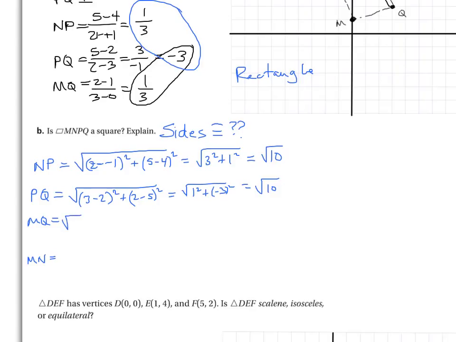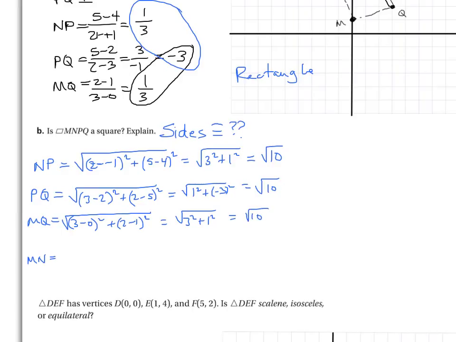MQ. Here I take the square root. For MQ, I would go (3 minus 0) squared plus (2 minus 1) squared, which again, 3 minus 0 is 3. 2 minus 1 is 1. Again, it's going to be the square root of 10.